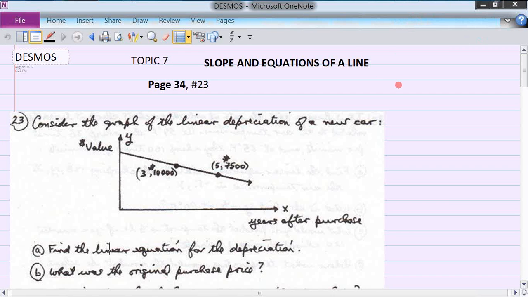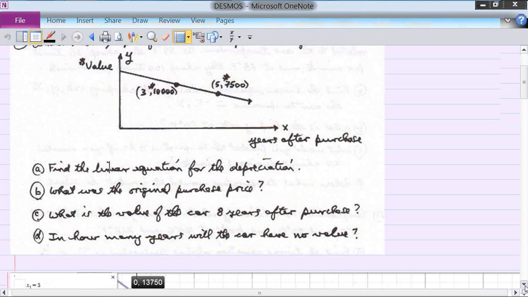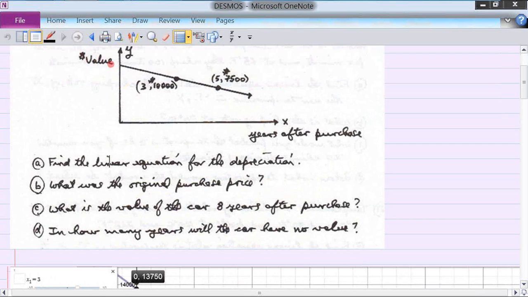So we're on topic 7, applying Desmos, on page 34. This is the last video on topic 7. We're going to do problem number 23 on page 34 using Desmos. And you can see here we're given the value of a car as a function of years after purchase.